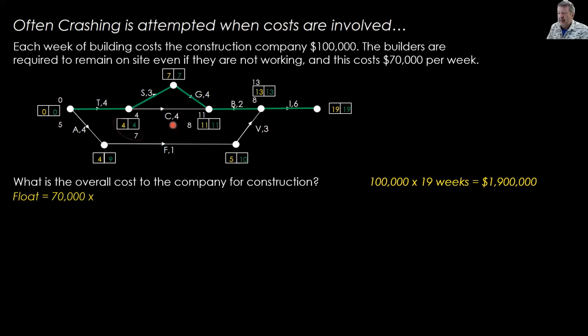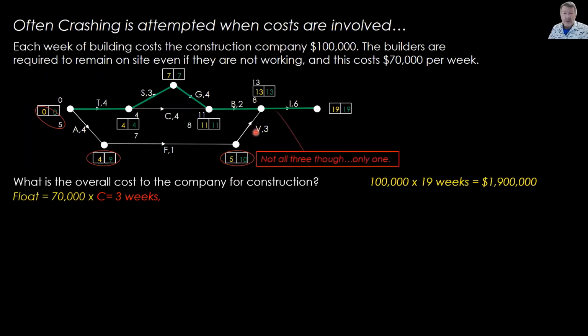Let's start with C. So there's C's float time. 7 minus 4 is 3 weeks. All right, next one. Now, A is not on the critical path, so that's got a float time. There it is, 5 and 0. F's not on the critical path. That's got a float time of 9 minus 4 is 5 as well. So's V. Now, has each one of them got 5 float time? No, it's actually only 1.